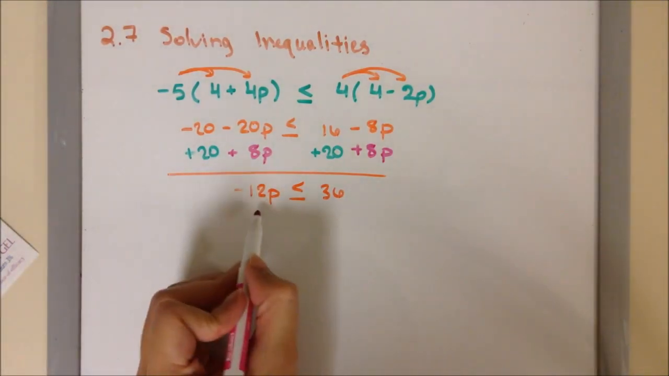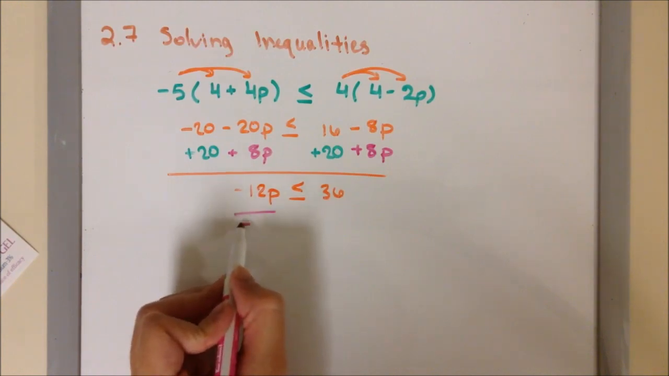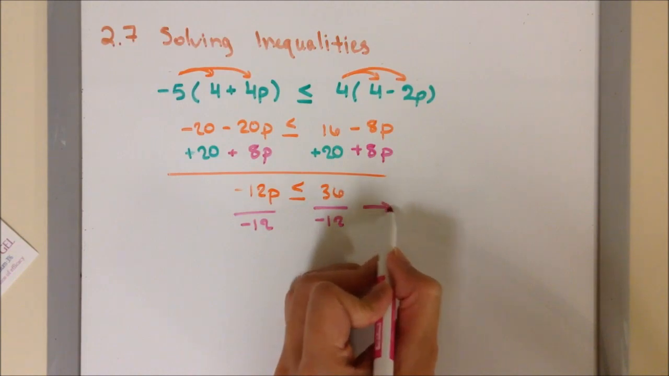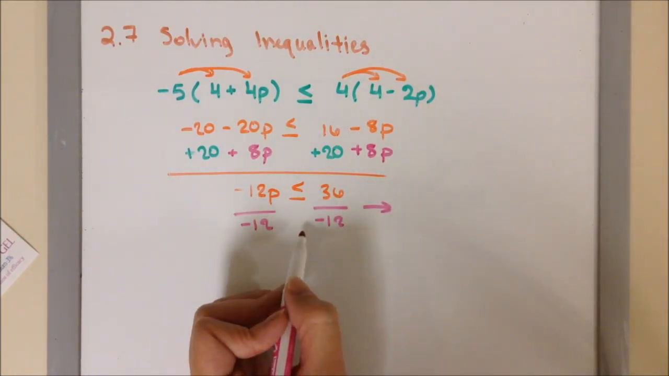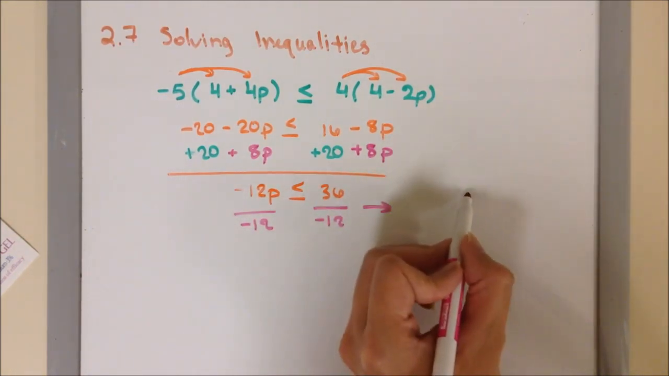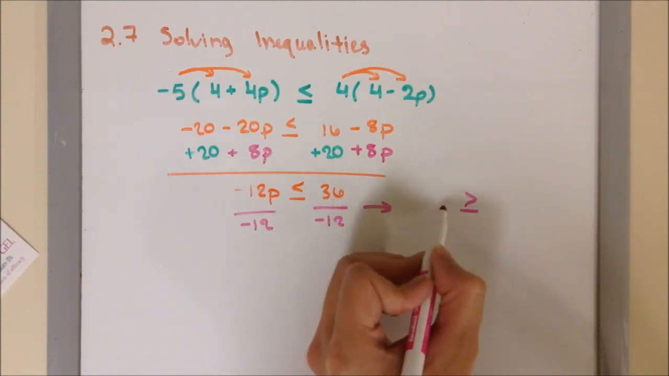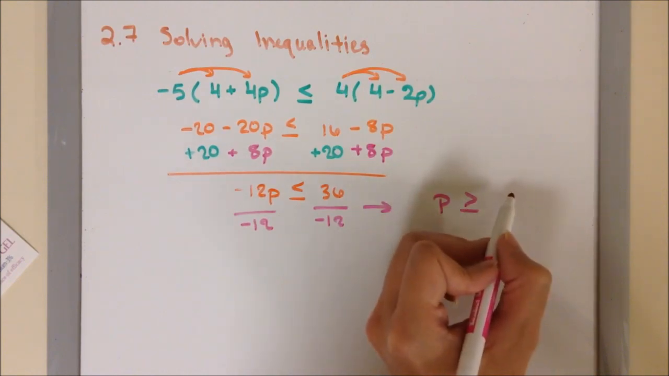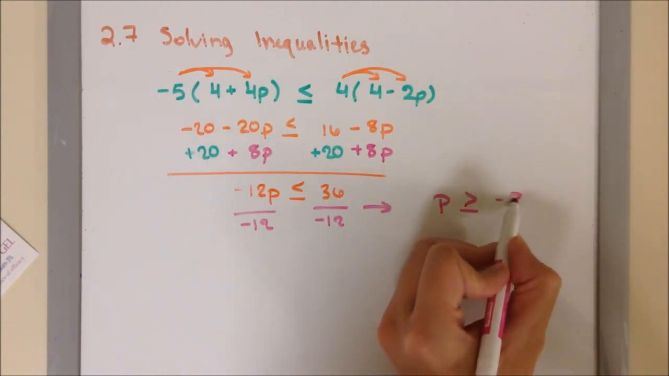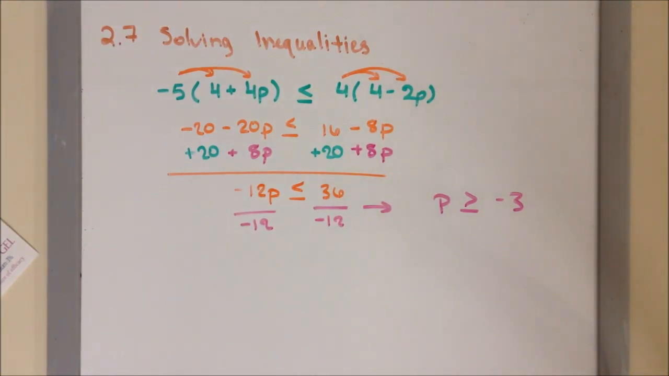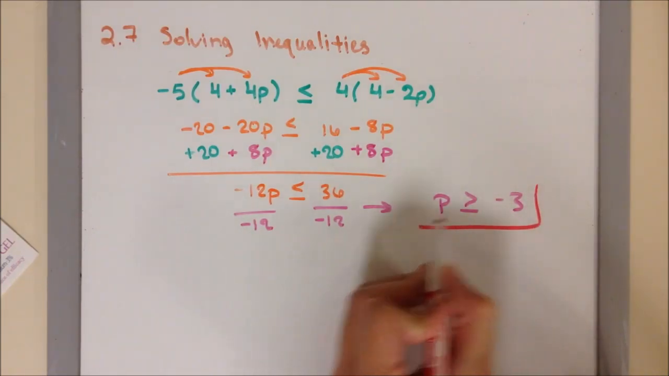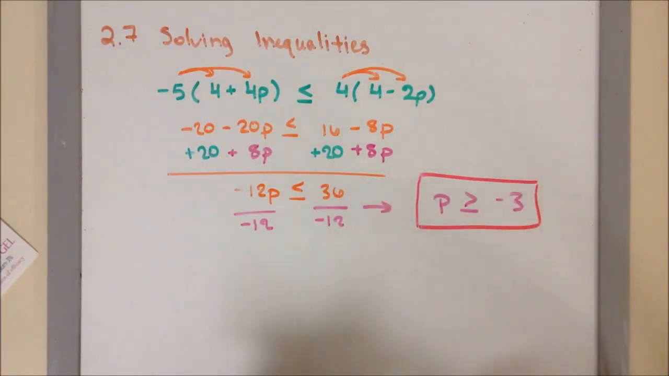To get p by itself, to solve for p, I'm going to divide the left by negative 12, therefore the right by negative 12. Since I divided by a negative number on both sides, I'm going to flip my inequality sign to the other direction. So it's going to be p greater than or equal to 36 divided by negative 12, which would be negative 3. So that is my solution for this inequality, p greater than or equal to negative 3.